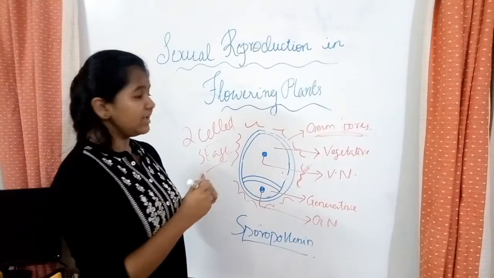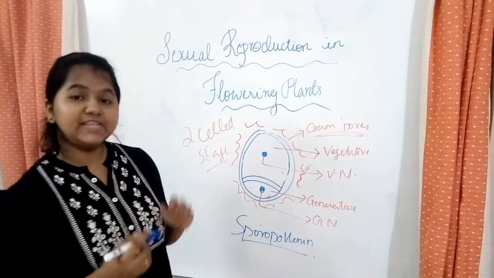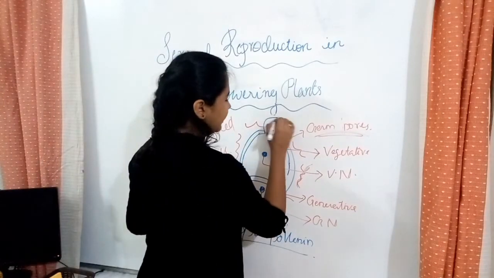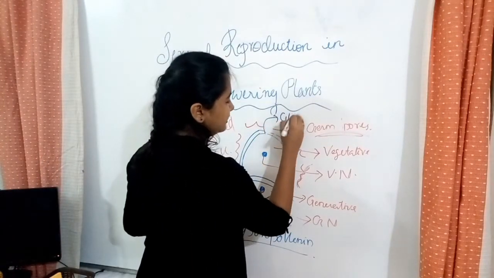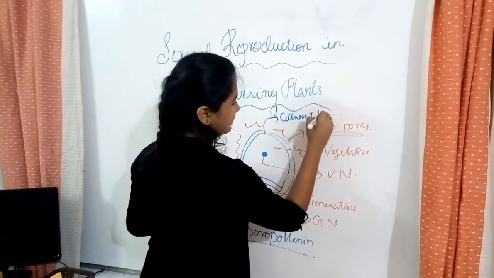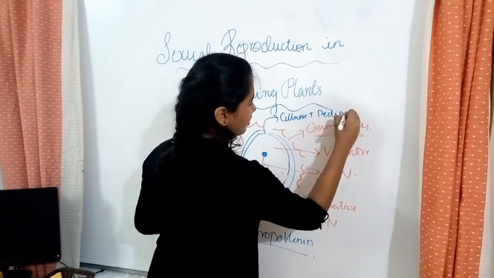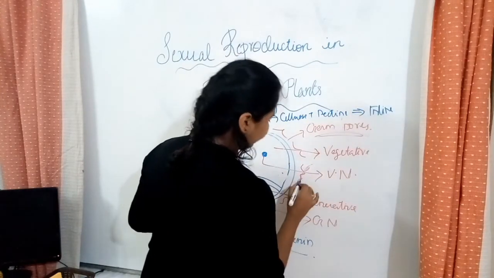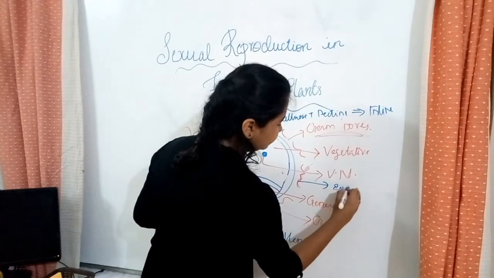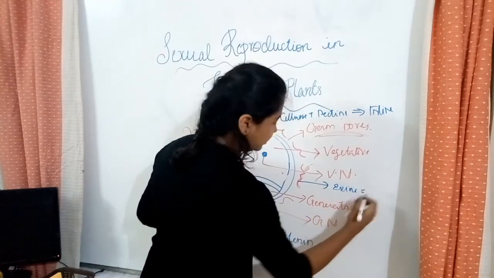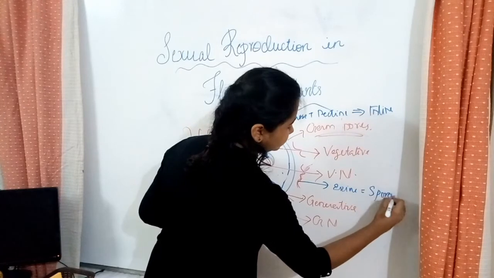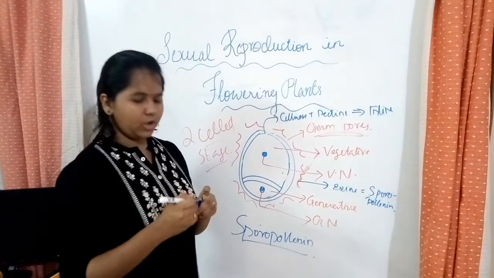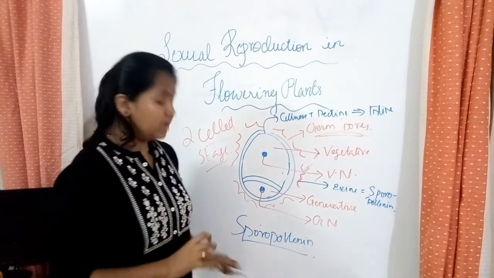Okay, and then to talk about intine. Intine is made up of cellulose and pectin. So cellulose plus pectin gives the intine, and over here we will mark the exine. Exine is equal to what? Sporopollenin. Okay, so this is the two-cell stage.